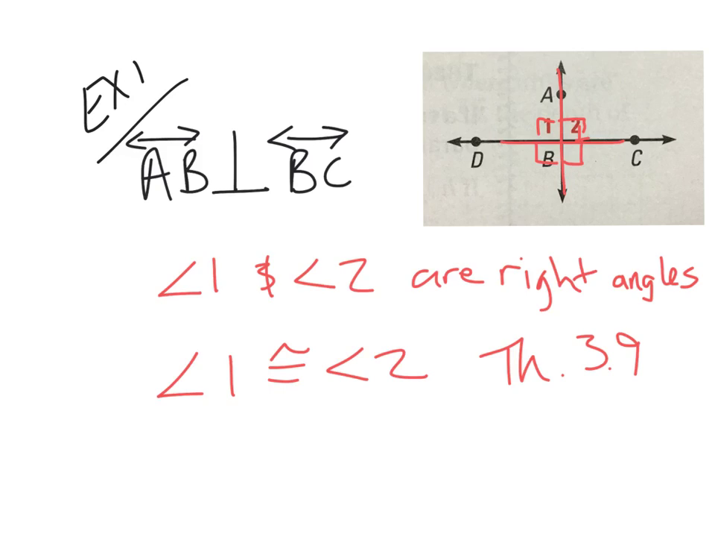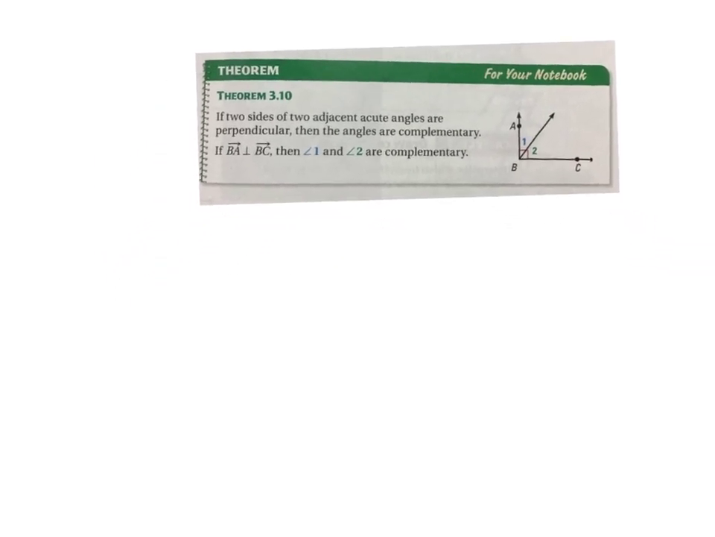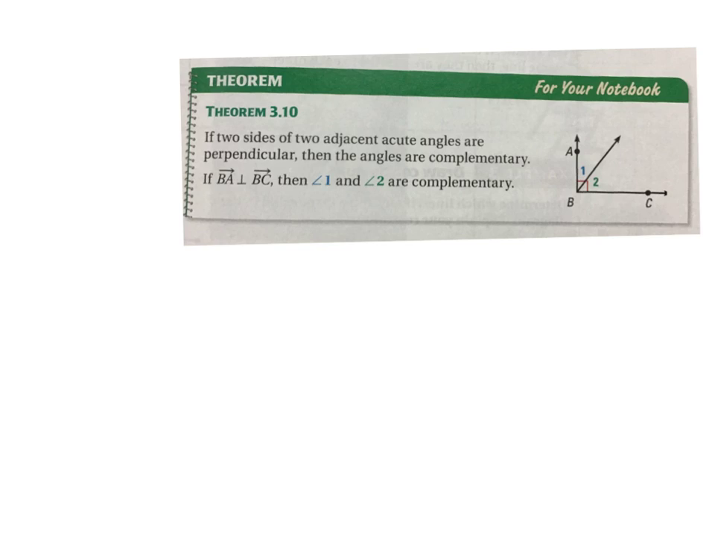All right, let's look at another theorem. 3.9 was the last one. So now we're going to look at 3.10. If two sides of adjacent acute angles, what's acute mean? Less than 90. If two acute angles are perpendicular, then the angles are complementary. I can't say that word sometimes.